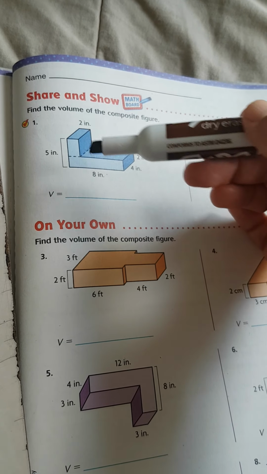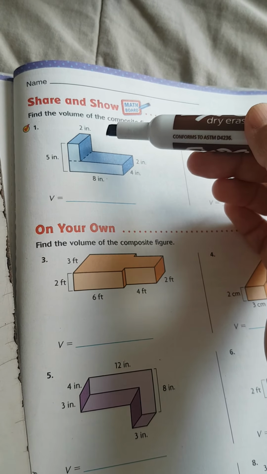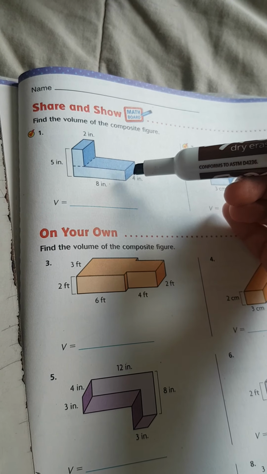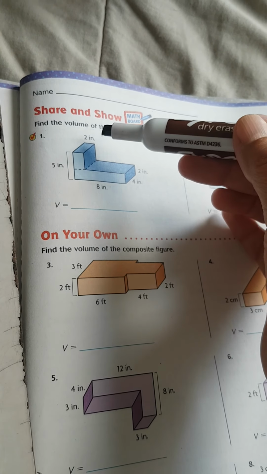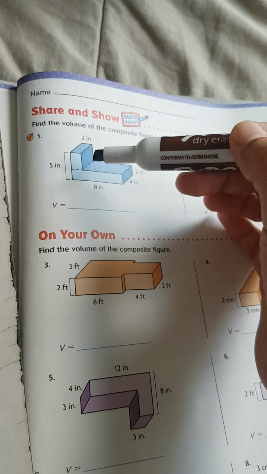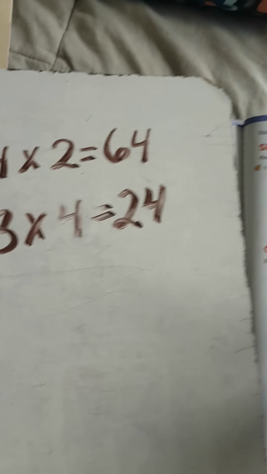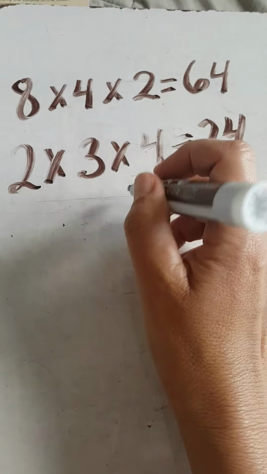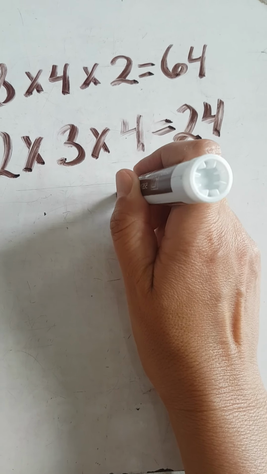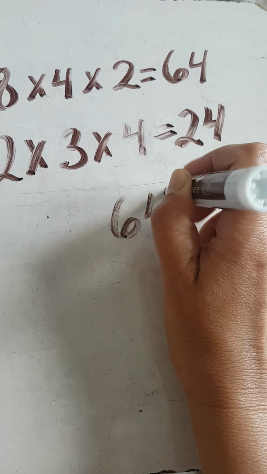How deep is it, or how wide is it? Well, it's the same width as the one down here, so 4. So it's 2 times 3 times 4. So I got both of those together. So now I'm going to add it together.